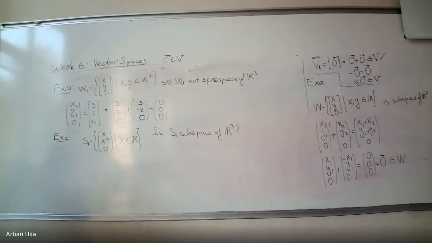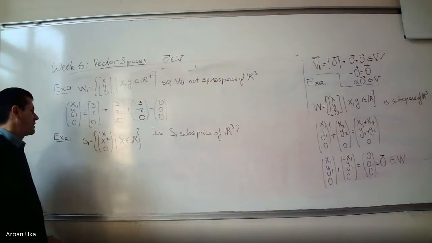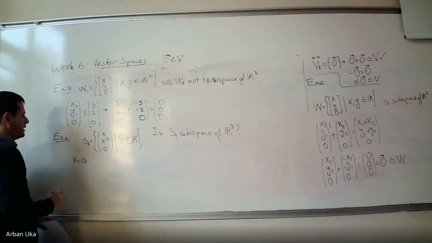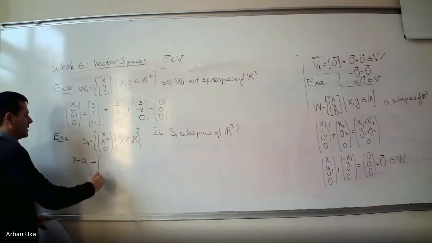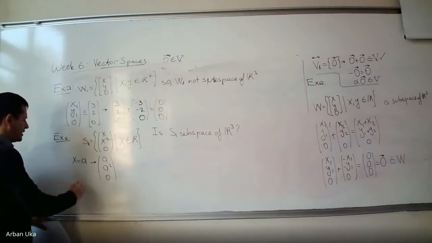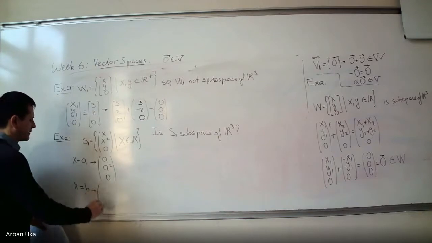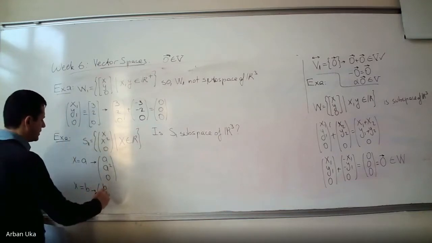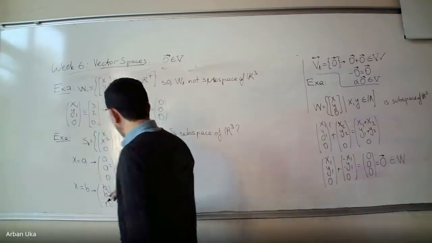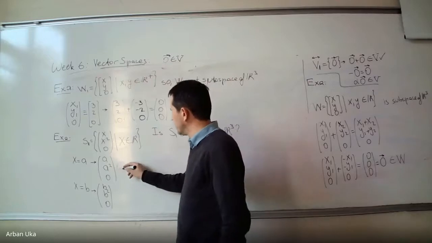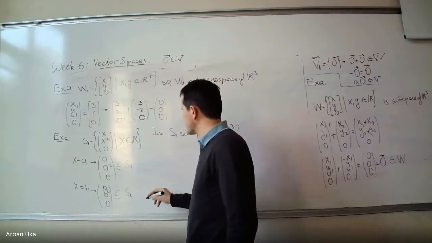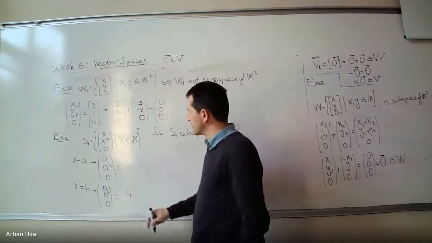The first thing that we ask is the following. Let's have x equal to a. What is the value? This is a, a squared, 0. For x equal to b, what is the vector? It is b, b squared, and another 0. So what would be the addition of these two vectors? Because this is an element of S1, and this one is also an element of S1. The question is, is the addition of these two an element of S1?